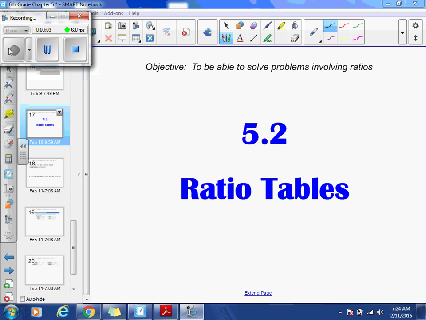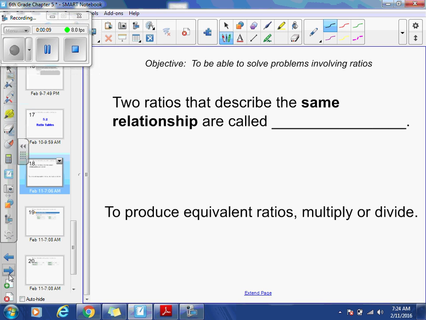Your goal while watching this video is to understand how to work with ratios and equivalent ratios to solve real-life problems. So first of all, two ratios that describe the same relationship are called equivalent ratios.